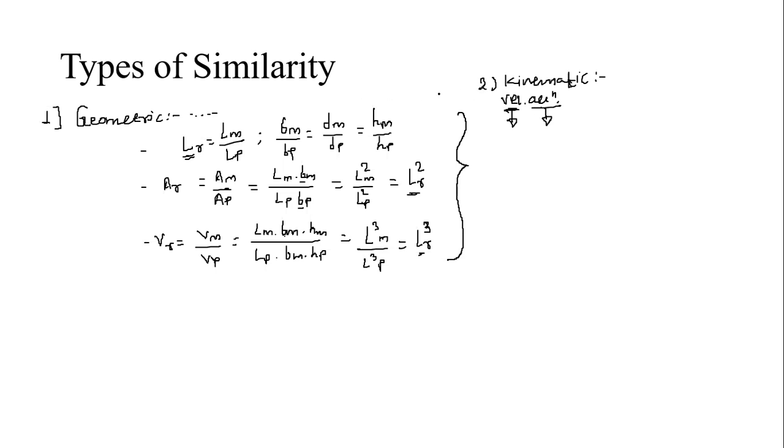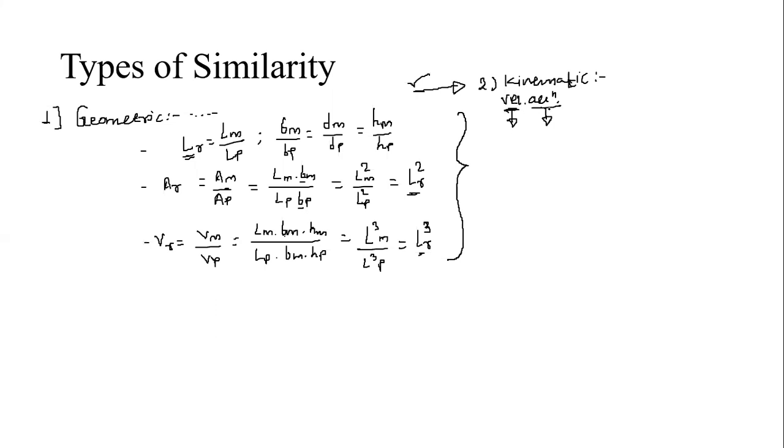It means that if the geometric similarity doesn't exist, then in that case kinematic similarity doesn't exist. It means that the kinematic similarity is dependent on the geometric similarity. If geometric similarity exists, then and only then the kinematic similarity is to exist. It means the velocity and acceleration of the flowing fluid at a particular point, that point may be the surface, the midpoint, the bottom, or the sides. At those corresponding points, if the velocity and acceleration are the same in both model and prototype, then we say that there exists a kinematic similarity between the model and prototype.